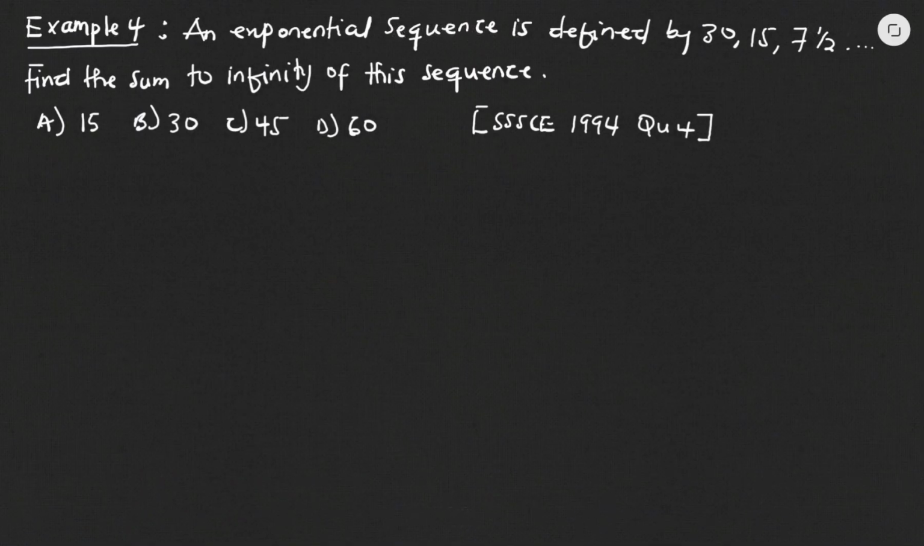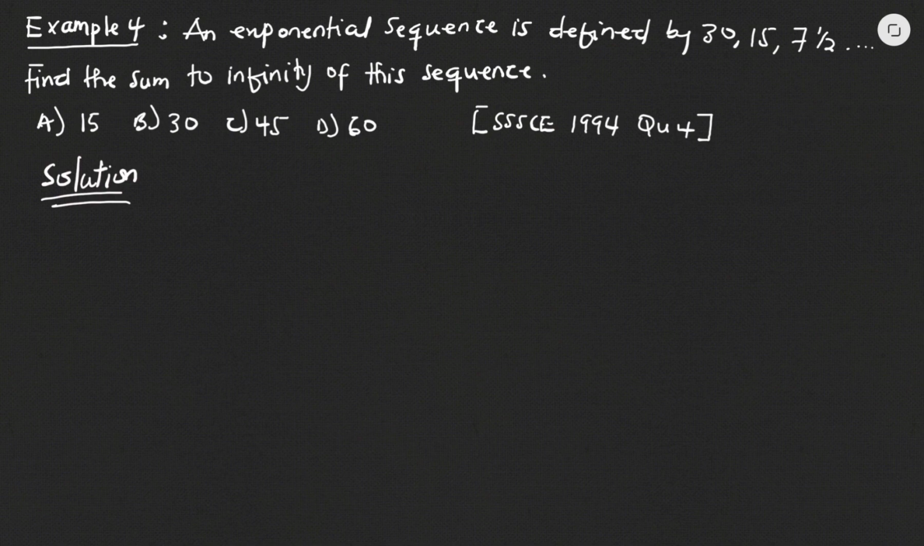So example number 4: we have an exponential sequence, which is a geometric progression, defined by 30, 15, 7.5, and it continues. We have to find the sum to infinity of this sequence. We have the options: A is 15, B is 30, C is 45, and D is 60. And this is the SSCE 1994 question number 4. All right, so let's look at how we solve this problem. So we write down our solution.